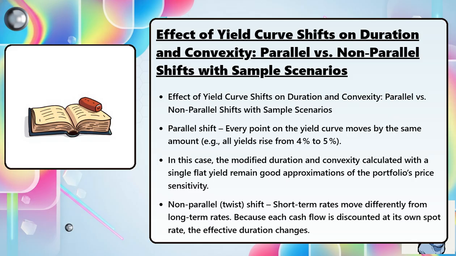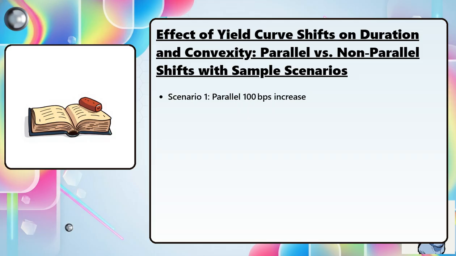Non-parallel twist shift: short-term rates move differently from long-term rates. Because each cash flow is discounted at its own spot rate, the effective duration changes. Scenario 1, parallel 100 basis points increase. Bond: 10-year, annual coupon 5%, face $1,000, current flat yield 4%.